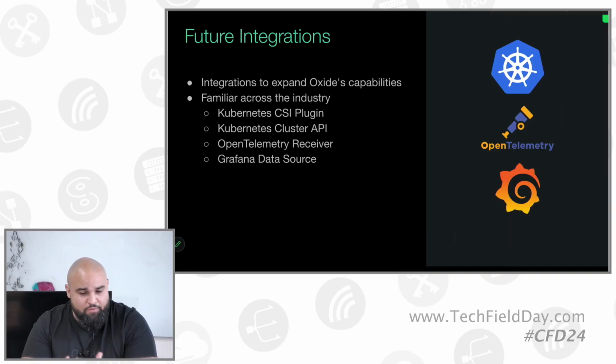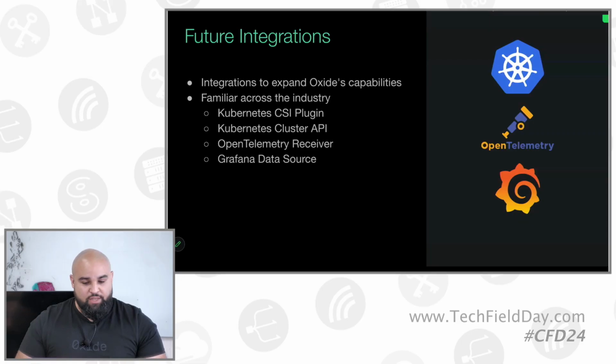So when we talk about future integrations, we talk about integrations to expand Oxide's capabilities. And these are integrations that are familiar across the industry, either in Kubernetes or just in general. Such integrations are a Kubernetes CSI plugin, a storage interface, to allow us to use Oxide storage with Kubernetes. The Kubernetes Cluster API is a pretty interesting one. It's a way of creating clusters using Kubernetes on different platforms.